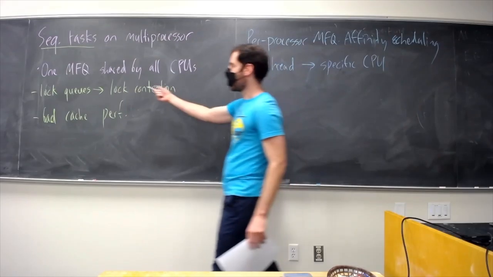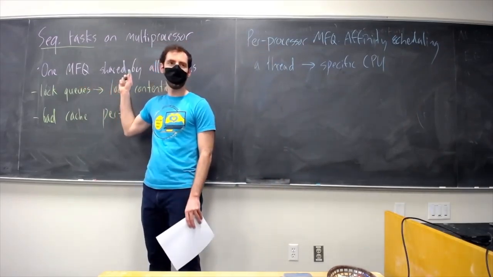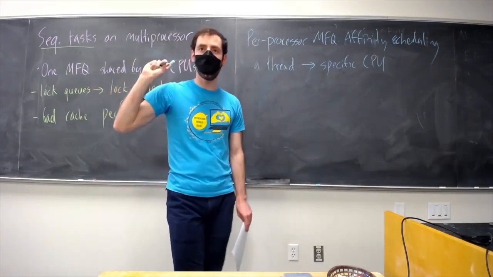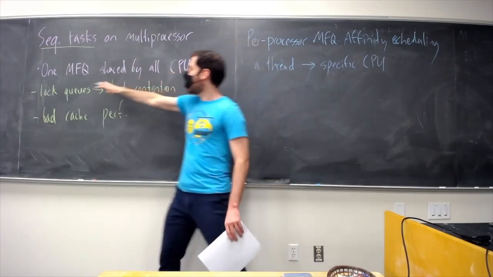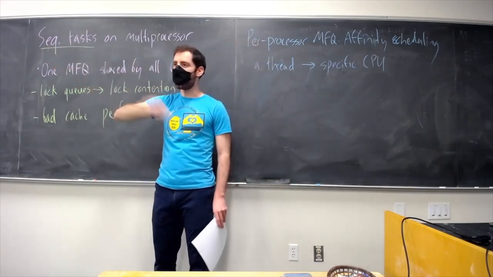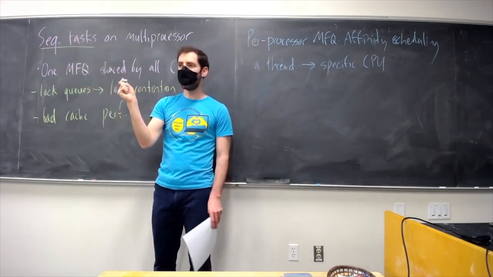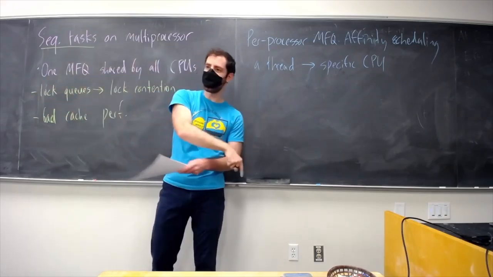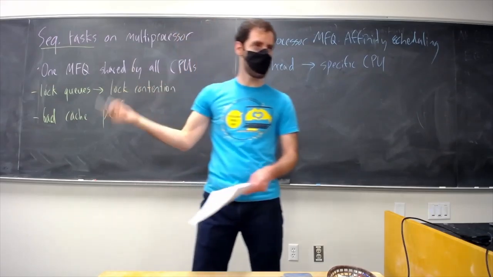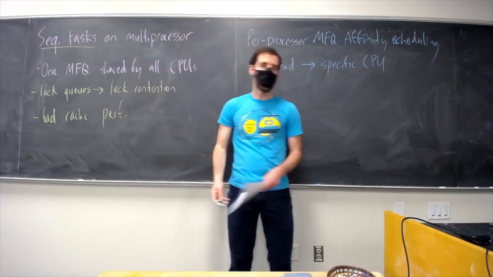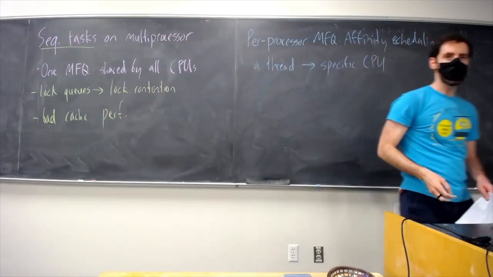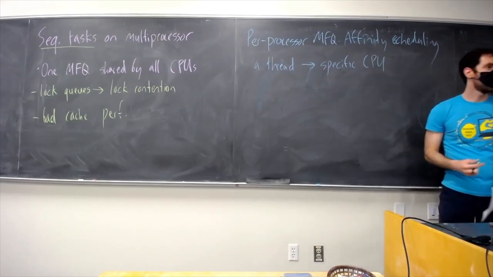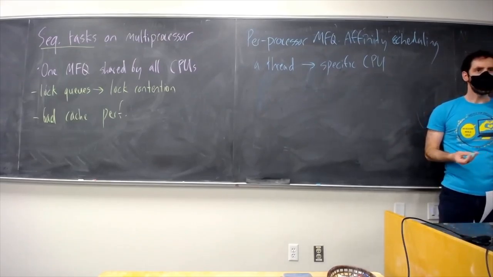The other thing is that with one multi-level feedback queue across all processors, that data structure itself is likely to be pinging back and forth between caches on different CPUs as they're all accessing it, updating it, and those updates need to be sent to other processors, etc. So it's really going to be helpful to split this up per processor. Does that make sense? What are your questions on this?